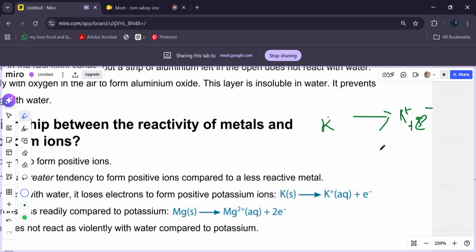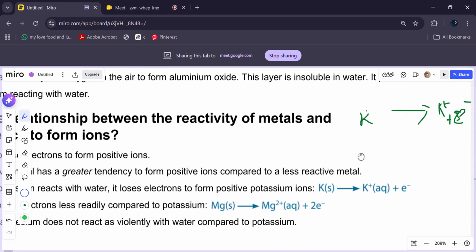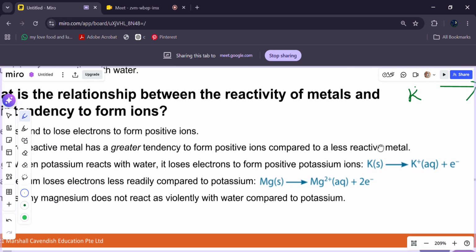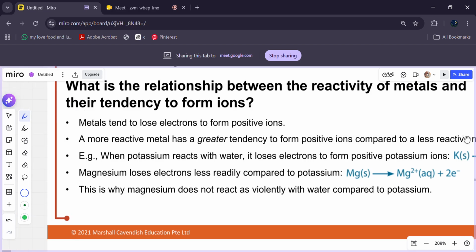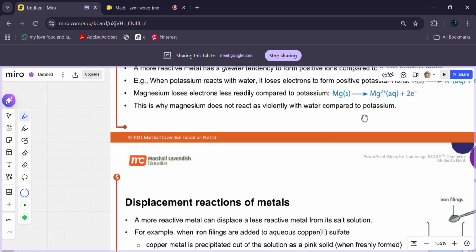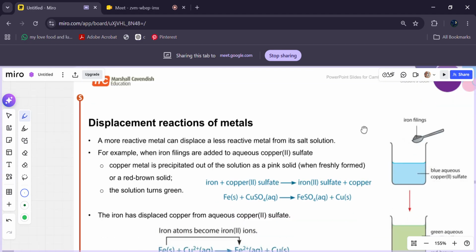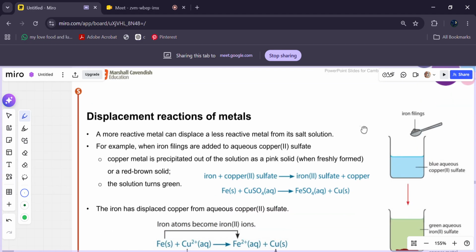Magnesium, however, loses electrons less readily compared to potassium. This is why magnesium does not react as violently with water compared to potassium. The reactivity series may be used to explain the displacement reactions of metals. A more reactive metal can displace a less reactive metal from its salt solution.